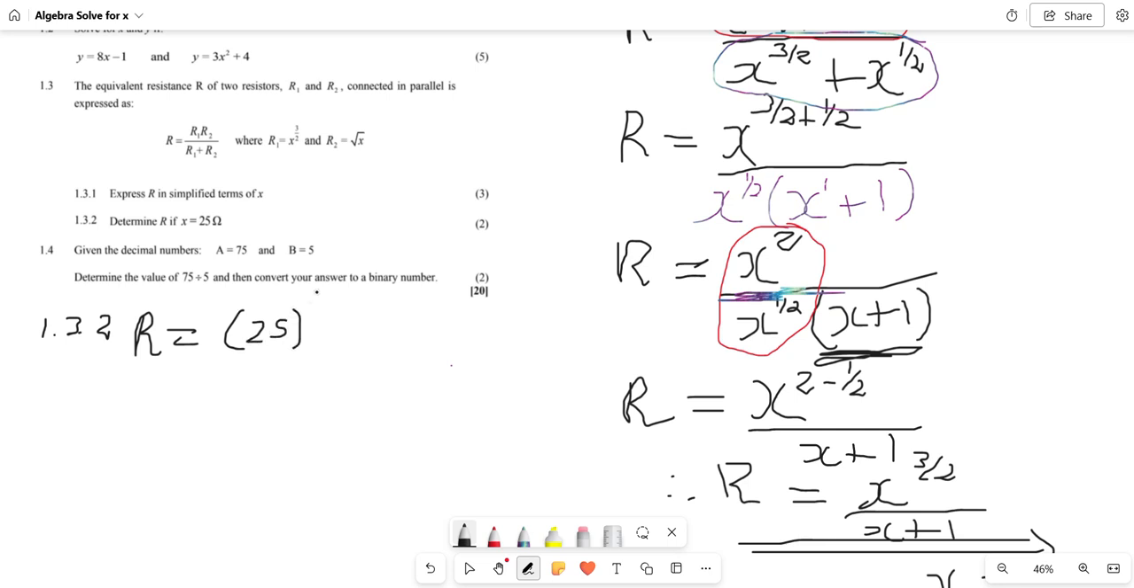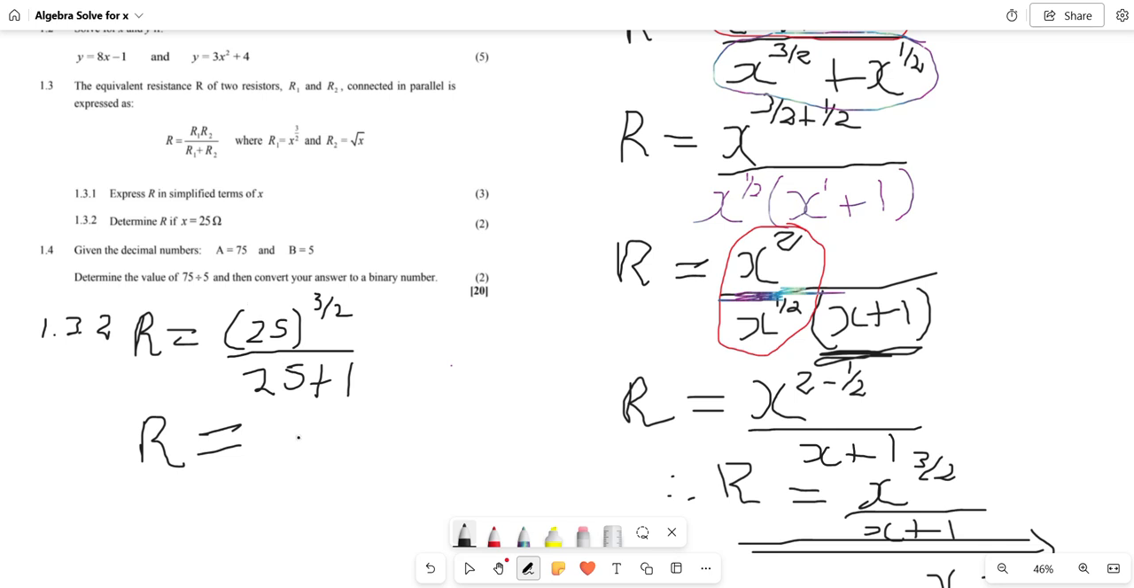all to the power of rational exponent, in this case 3 over 2, divided by the value of x that we have, which is 25, plus what? Plus 1. Then r in a simplified form will be equal to 25 to the power of rational exponent 3 over 2 divided by 25 plus 1.